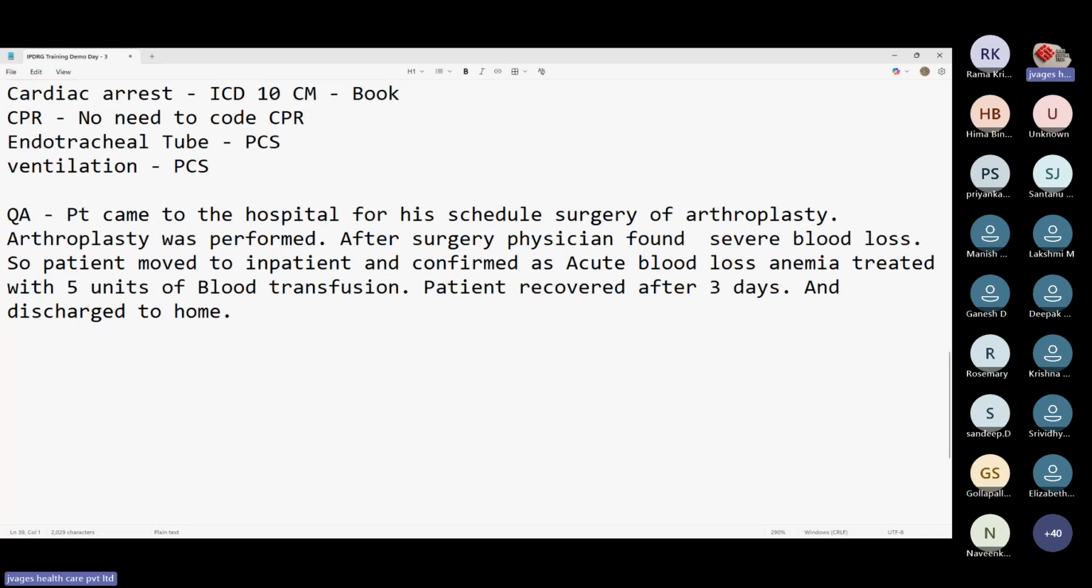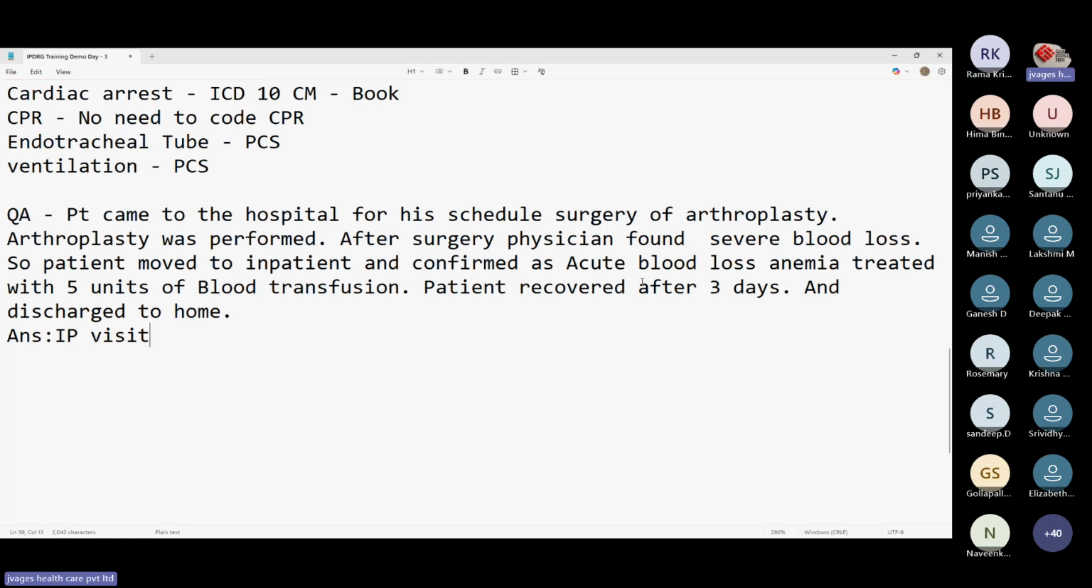So it is a simple scenario. One patient came to the hospital for scheduled surgery, which means outpatient surgery. He came for arthroplasty, which is a knee replacement procedure. Knee or hip replacement procedures are called arthroplasty. After surgery, the physician found severe blood loss and moved the patient to inpatient. It was acute blood loss anemia, treated with 5 units of blood transfusion, and the patient recovered and was discharged to home. Is it an inpatient visit or outpatient visit?